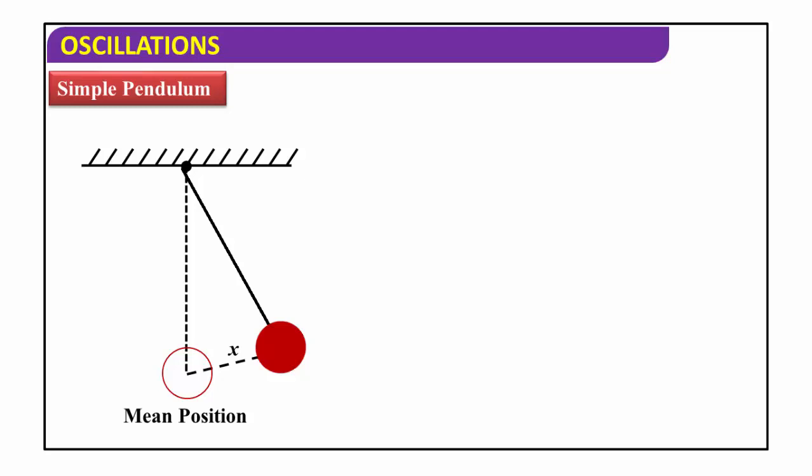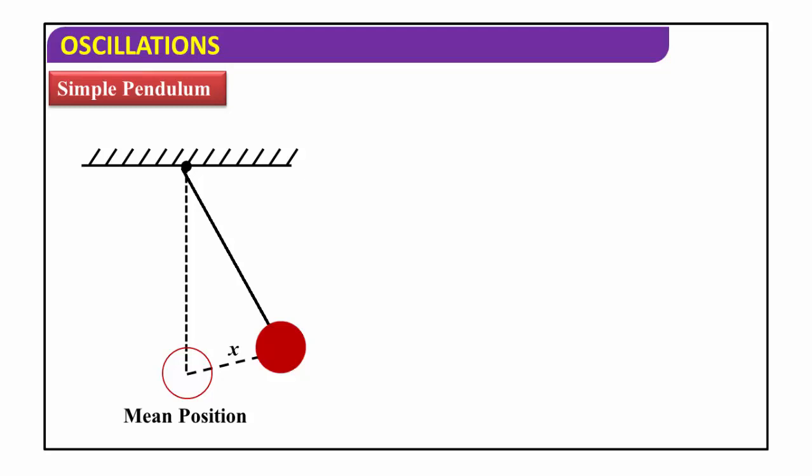The distance between the point of suspension and the center of gravity of the bob defines the length of the pendulum. Here, the force acting on the bob is resolved into two components. That is very important in this concept.